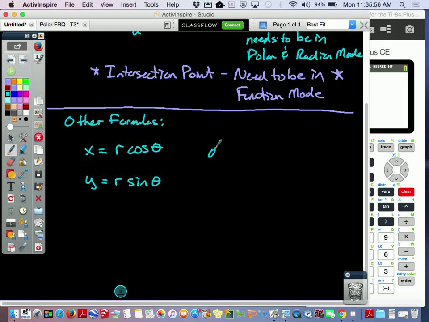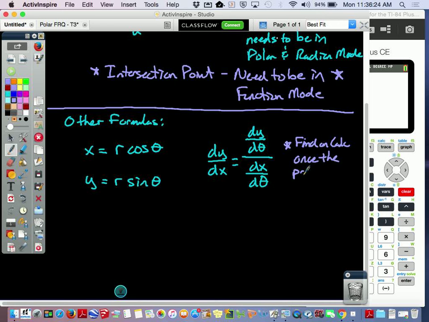The other one you want to make sure you have down is that dy dx is equal to dy d theta over dx d theta. I'm going to talk a little bit more about what dy dx means, but I will make a little note here that you can find it on the calculator once the polar curve is graphed.